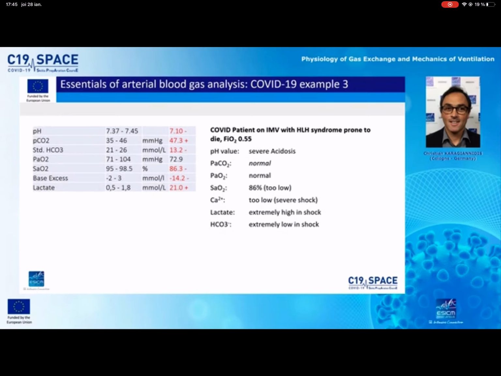Last patient with COVID-19. This is one of the patients with a hyperinflammatory syndrome. And this patient is very prone to die. Why? The pH level is very low with 7.1. CO2 is slightly above the normal range. Bicarbonate in this case is very, very low. The saturation with 86% also. But the most important point is that this patient has a very high lactate level of 21, and this represents an extremely severe shock. And let me say that most of the patients with such a high level will die within the next hours.